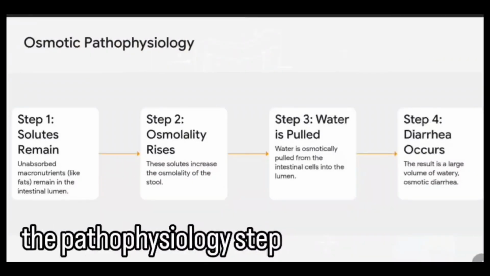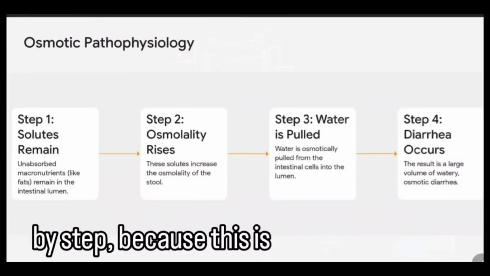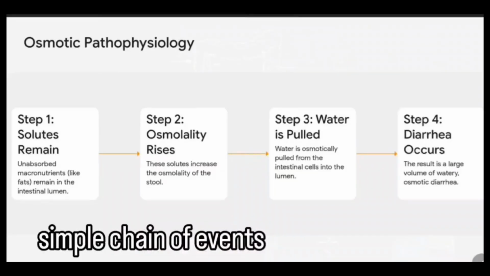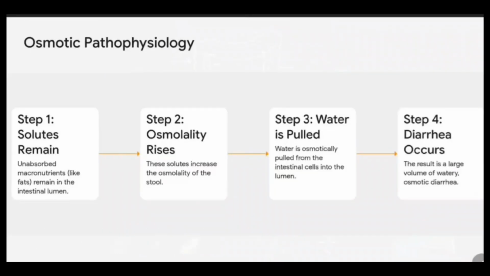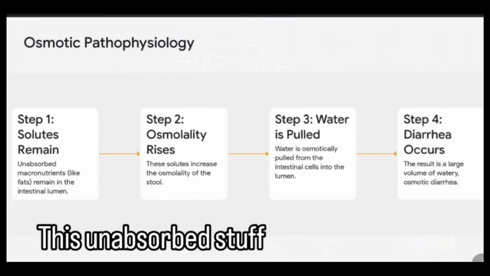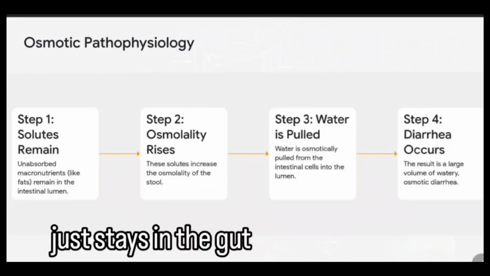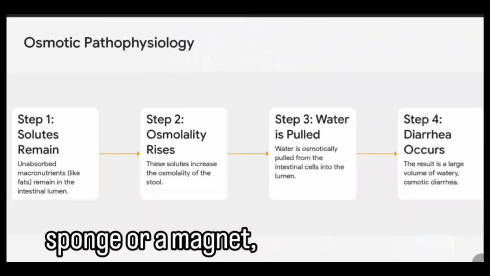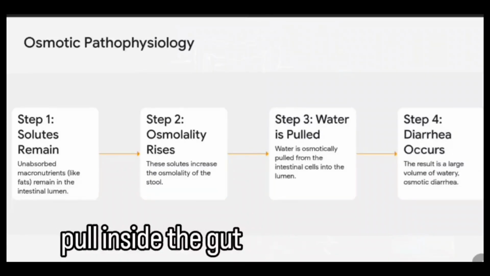Okay, let's walk through the pathophysiology step by step, because this is a really key concept. It's actually a very simple chain of events. So, step 1, something isn't absorbed. It could be fat, it could be lactose, you name it. This unabsorbed stuff just stays in the gut lumen. Step 2, it acts like a little sponge or a magnet, increasing the osmotic pull inside the gut.